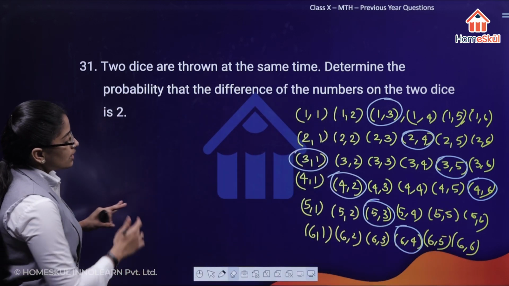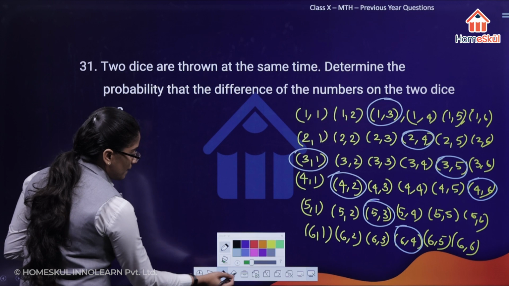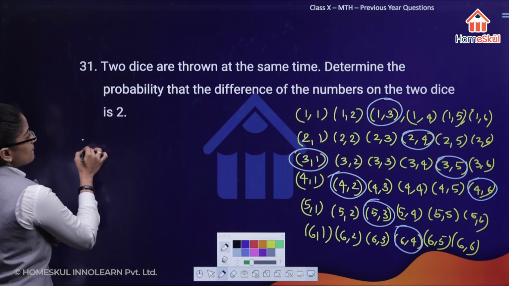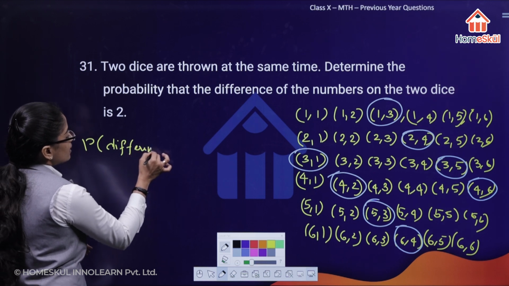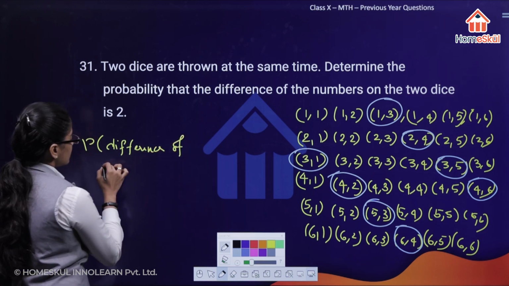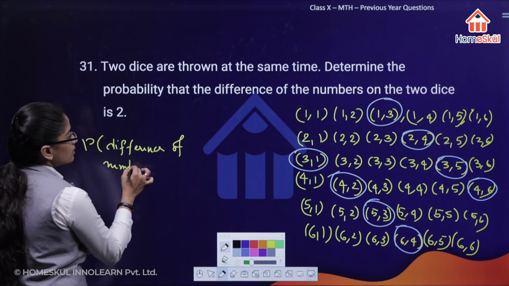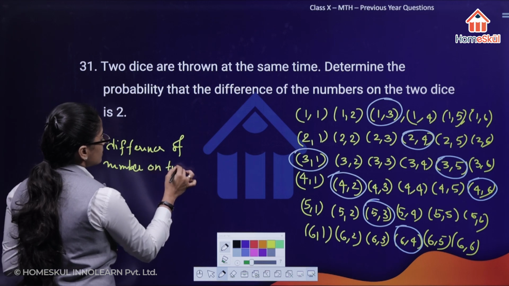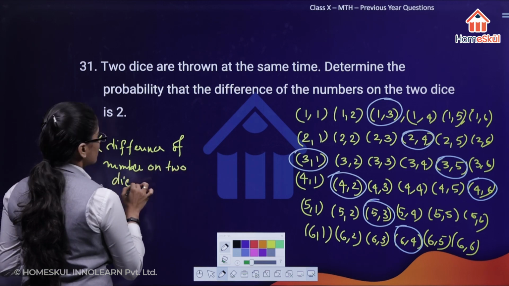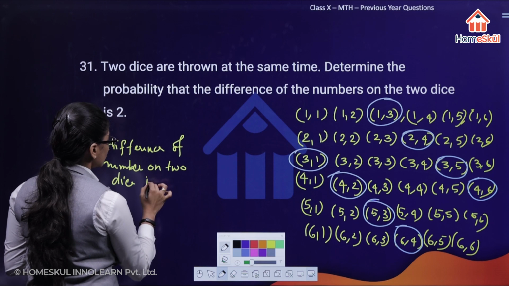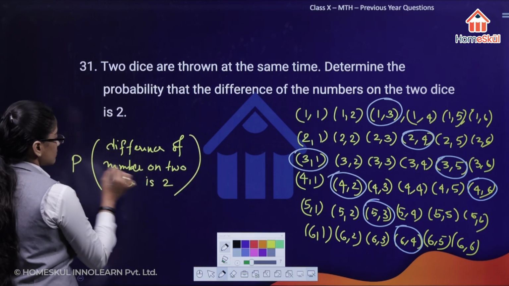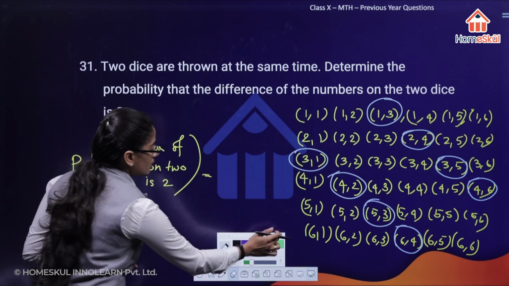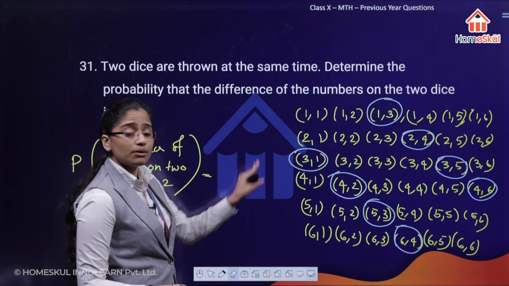So here, what is the probability that the difference of numbers on 2 dice is 2? It is favorable outcomes by total number of outcomes.